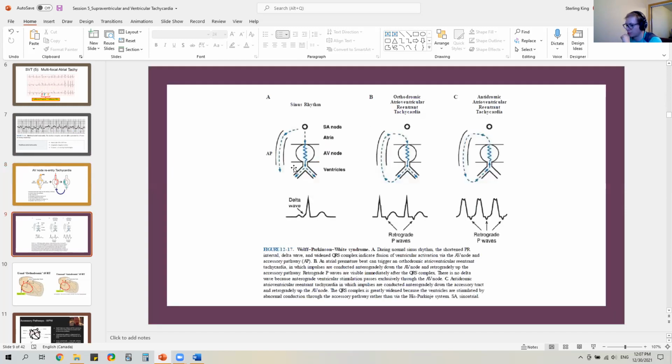And this is just another picture showing that. So with like Wolff-Parkinson-White, we could see that really short PR interval to the delta wave, and then there's the QRS complex, then the T. And that's because it's coming around.